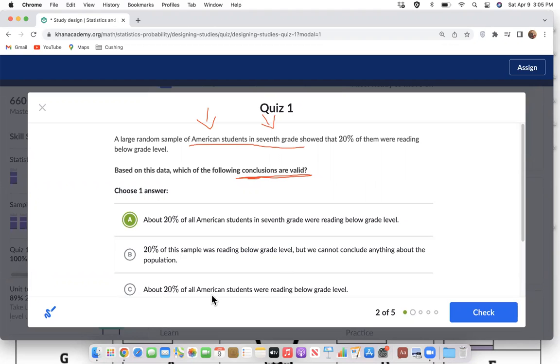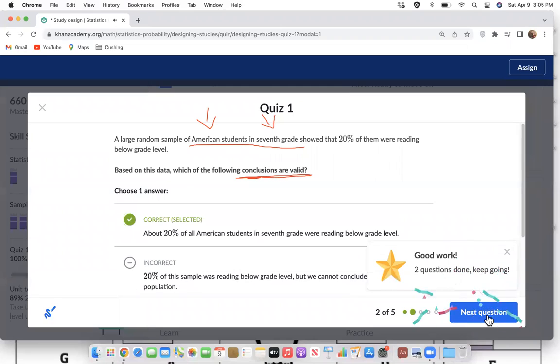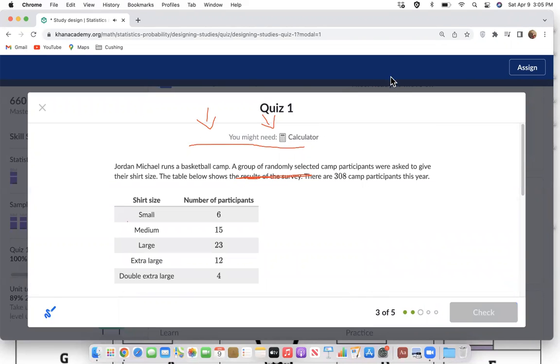And C says about 20% of all American students were reading below grade level. The key thing here is that C is talking about all American students. We can't say that because the population that we drew from was 7th grade students specifically. So that's why I'm going to go with A. All right, let's clear your drawings.